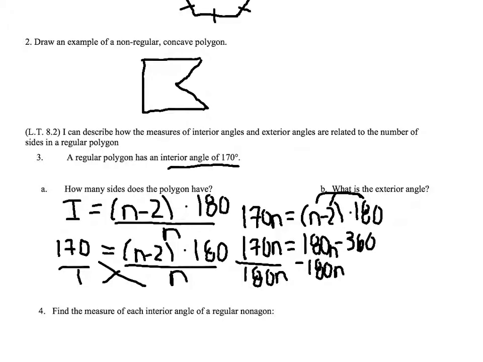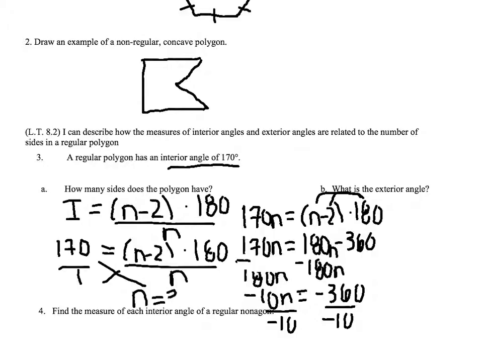And that's not a subtraction sign there. Sorry about that. We get negative 10n equals negative 360. We divide both sides by negative 10. And we get n is equal to 36. That means it has 36 sides.